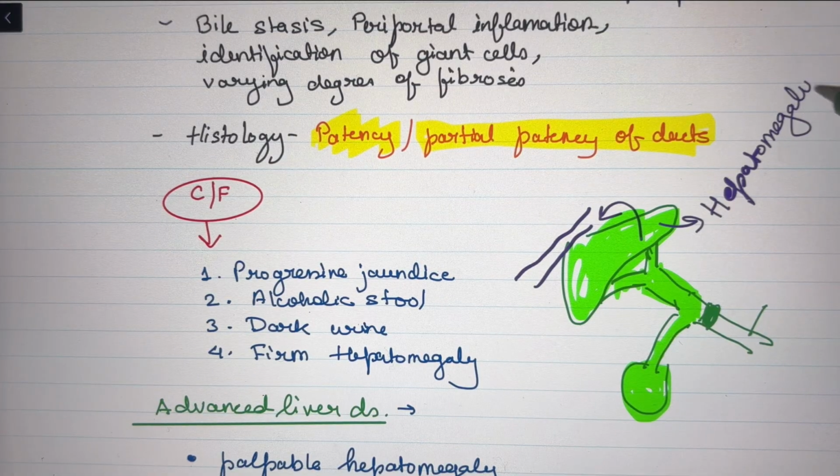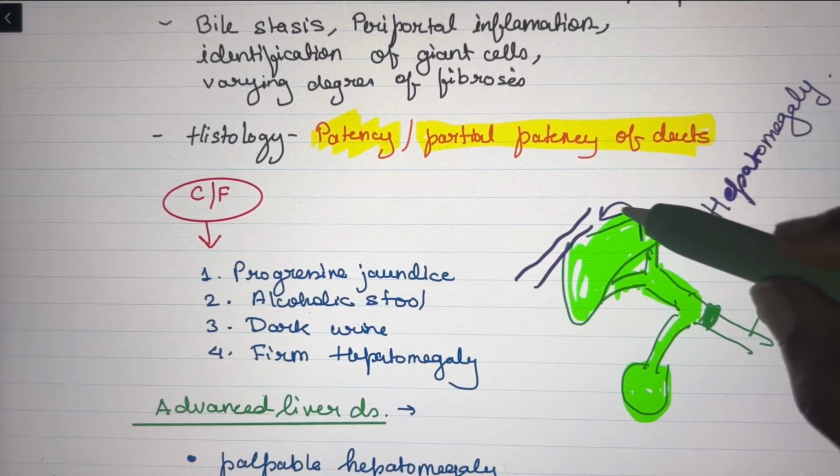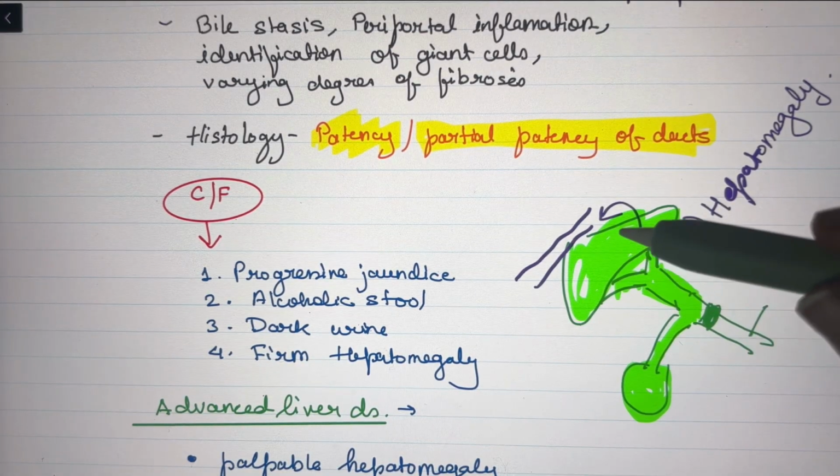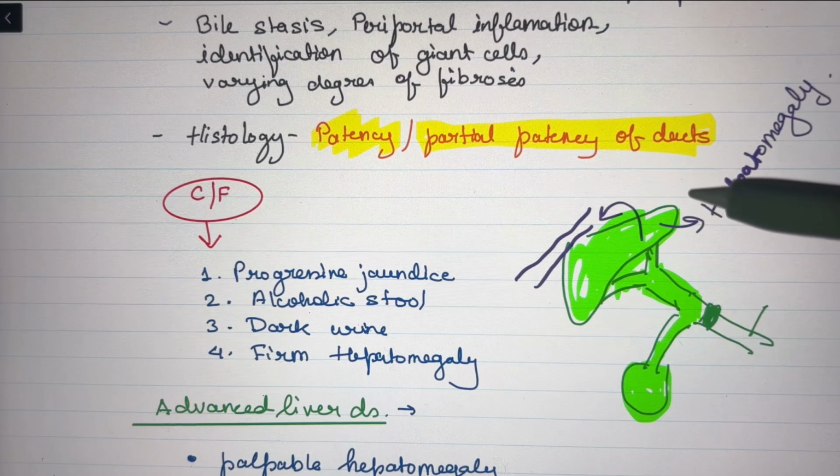It will also cause hepatomegaly. And there will be clay colored stool, as we see in conjugated bilirubin. Dark urine will be present. This conjugated bilirubin will go into the blood. This blood will go into the kidney, and the urine will also have the conjugated bilirubin, which causes the dark color. And there will be firm hepatomegaly, as I have told.